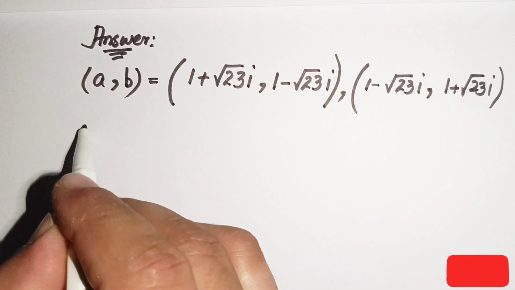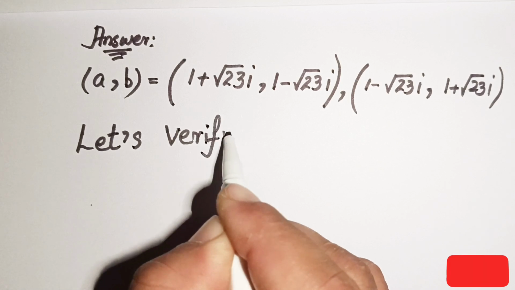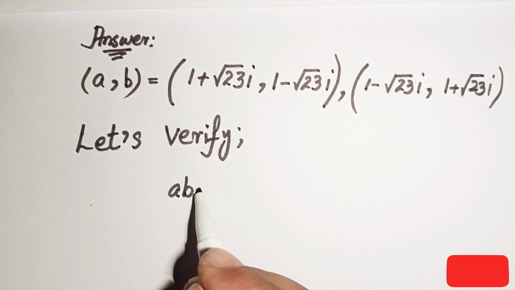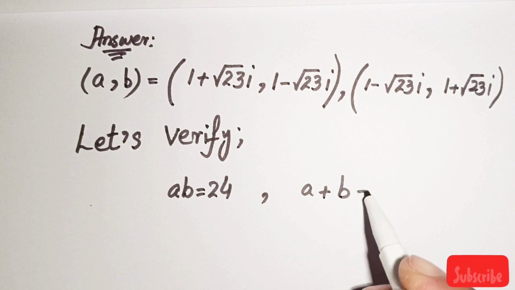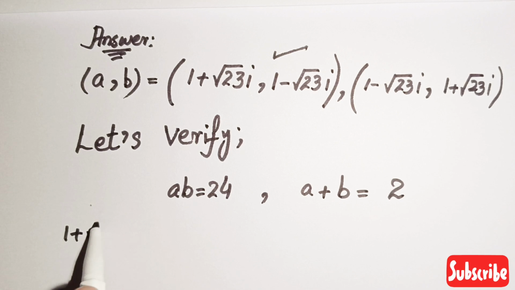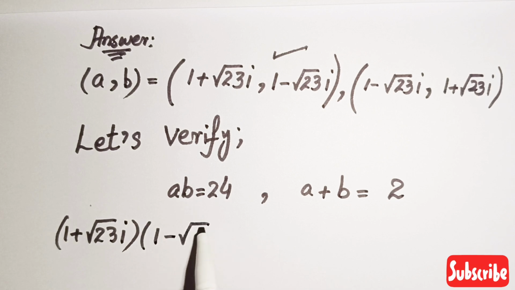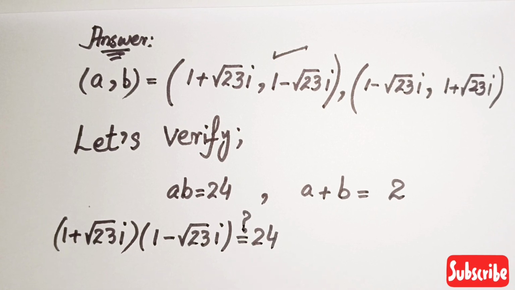Now we are going to just verify our result. So let's verify. As our problem is, the first equation is ab is equal to 24 and our second equation is a plus b is equal to 2. Now putting any pair of values of a and b, we are going to use this pair. Here we have a times b, so a is 1 plus square root of 23i times b is 1 minus square root of 23i, that is equal to 24.